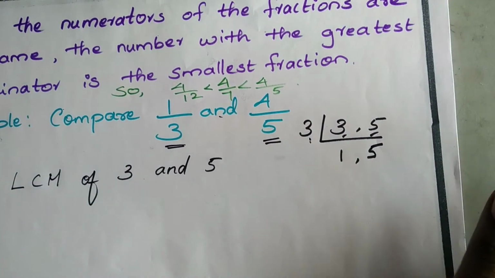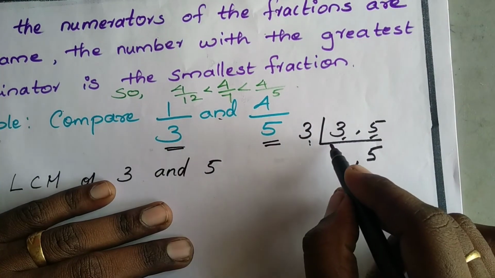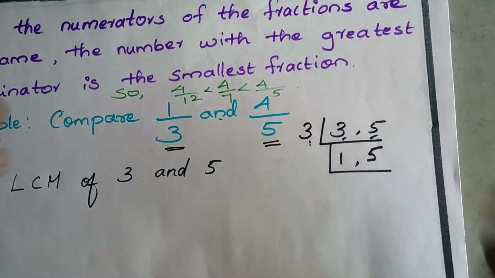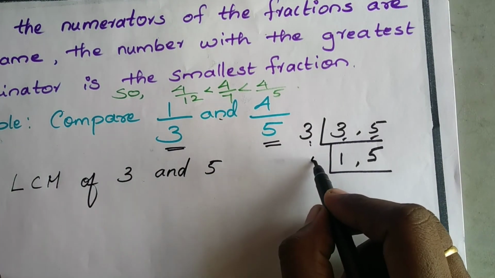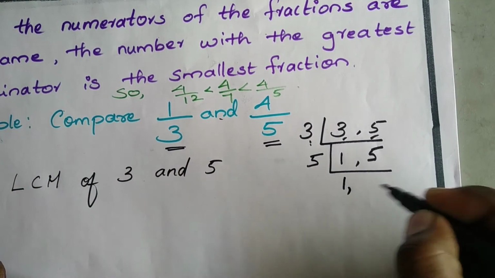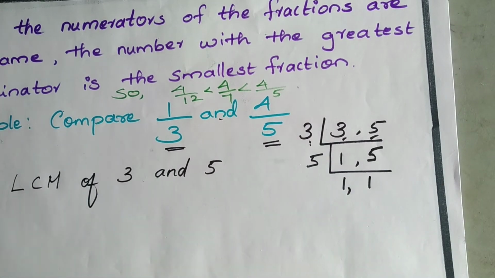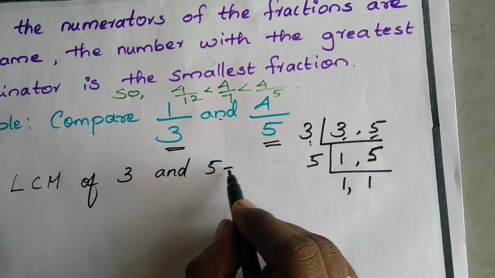Don't write anything. Write the 5 as it is. Now here 1. Don't worry about that. Next number 5. 5 alone is there. Write 5 here. 1, 1. Okay. So what is the LCM now?